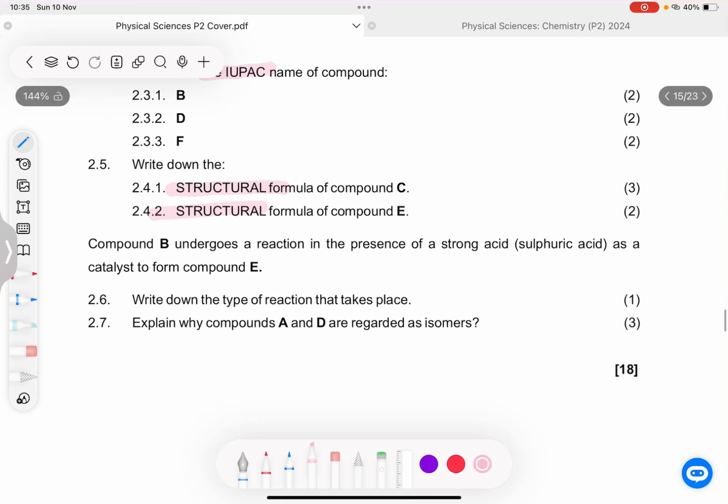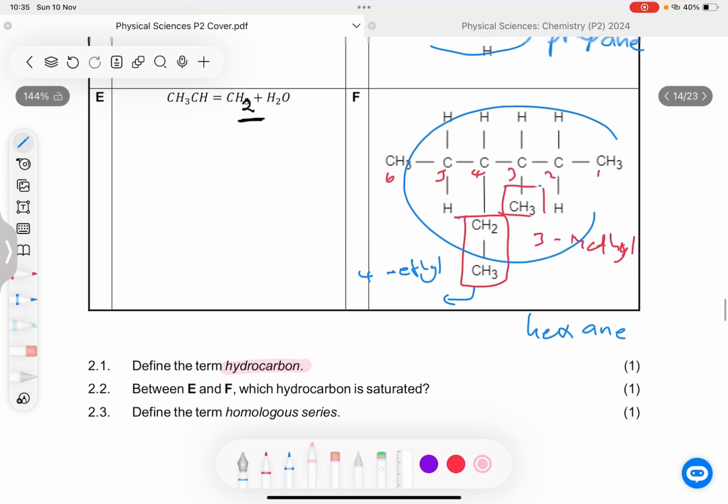Now we are done with that question. We then jump into the last part of the question that says to us that the compound B undergoes a reaction in the presence of a strong acid, the sulfuric acid here. So they use a sulfuric acid as a catalyst to form compound E. Right? So what are we saying here?